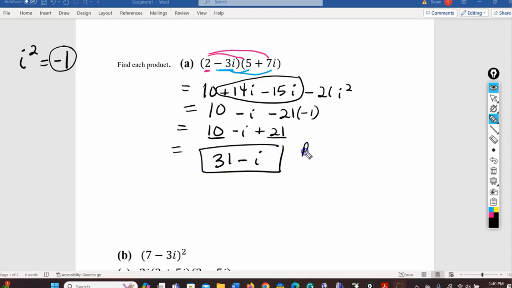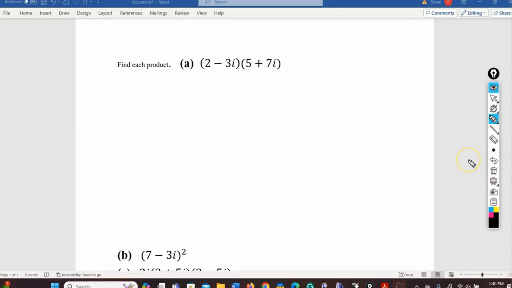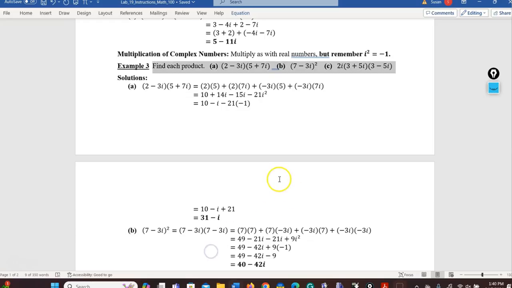That's my answer. So the real part here is 31, and the imaginary part here is negative 1, because technically that's how you would write it if you want it in a plus b times i. But if you just type in 31 minus i into WebWork, it should be fine. So let's do a quick check. Come over here. Here we are, 31 minus i.